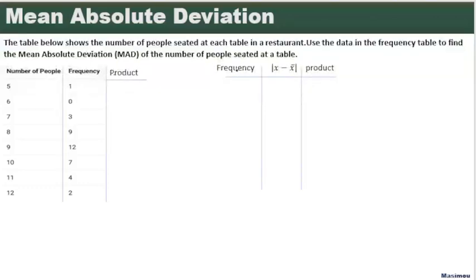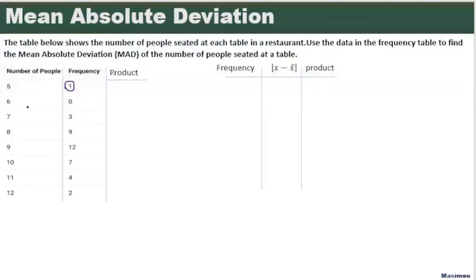I will explain further. But first of all, to find the mean, we see we have a table here. The first column shows the number of people. For example, the first row shows 5 people seated at a table, and I only have one table that 5 people sit behind. And here I have zero tables that 6 people sit behind. Here I have 3 tables.